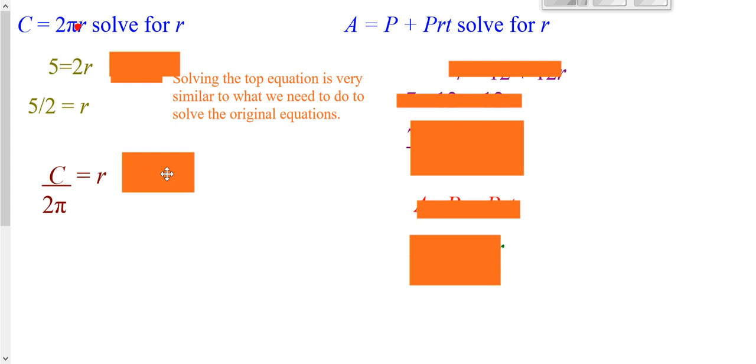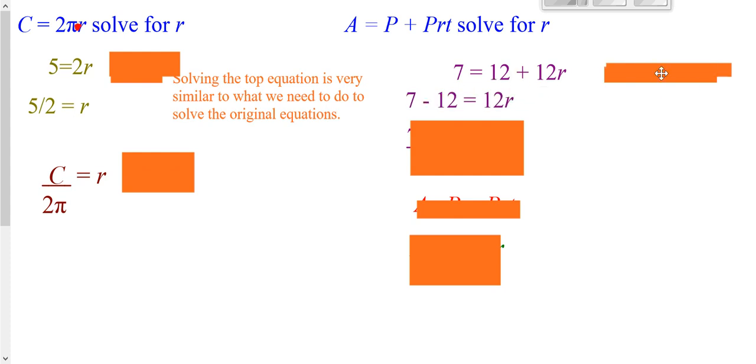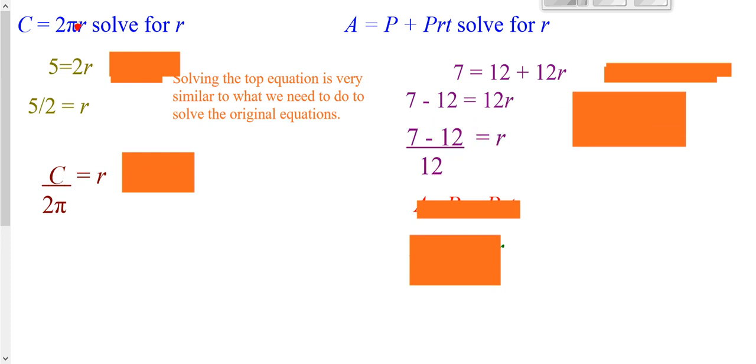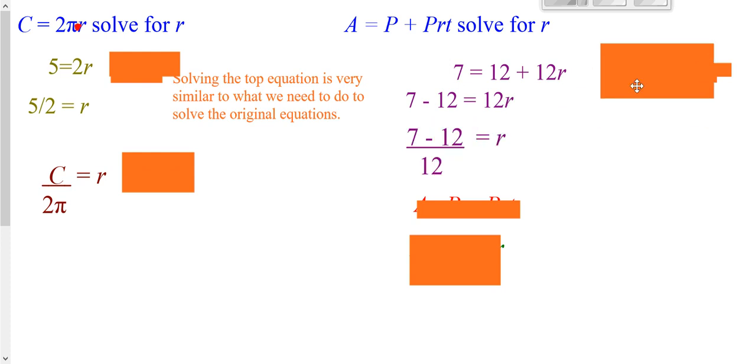Over here, we got to solve the top one for r. Well, consider this one. Suppose you had a 7 is equal to a 12 plus 12r. Well, you guys know that you'd have to get rid of this plus 12 here by subtracting a 12 from both sides. And then you'd have to get rid of timesing by 12. So you divide both sides by that.